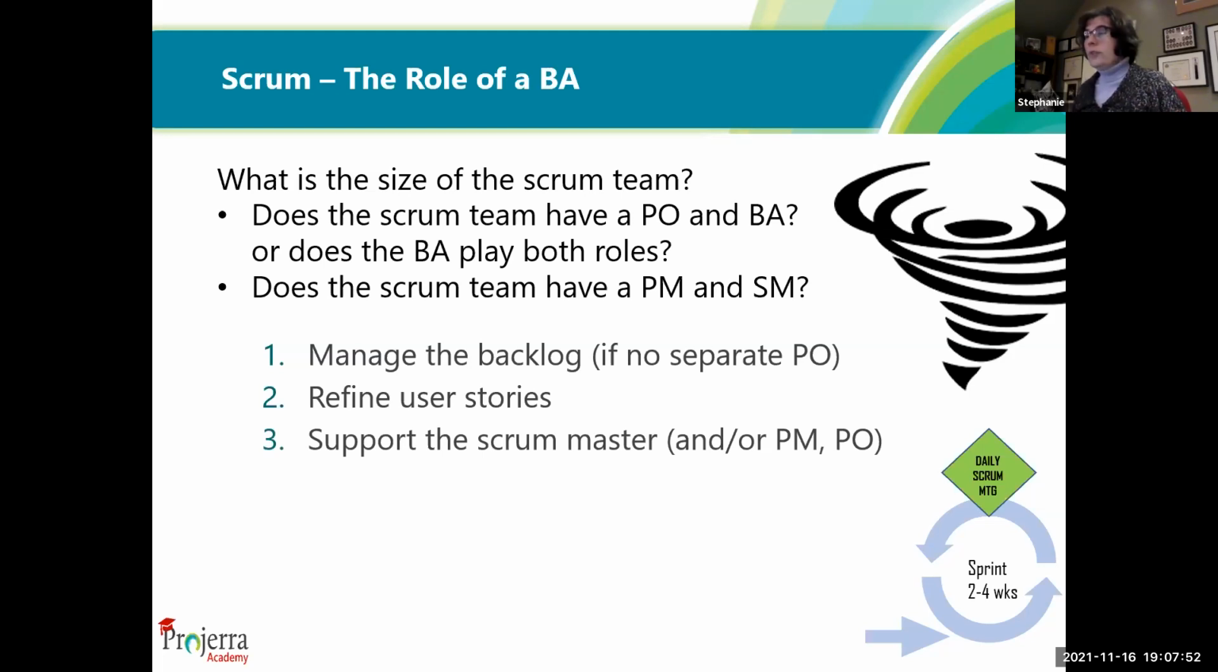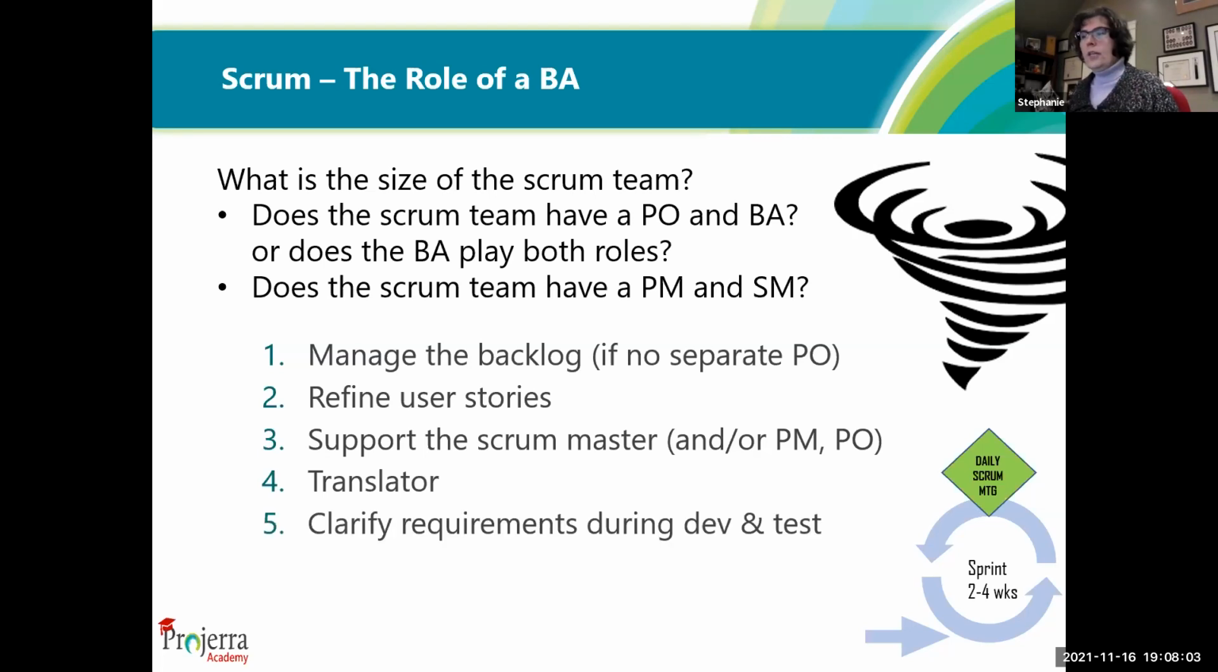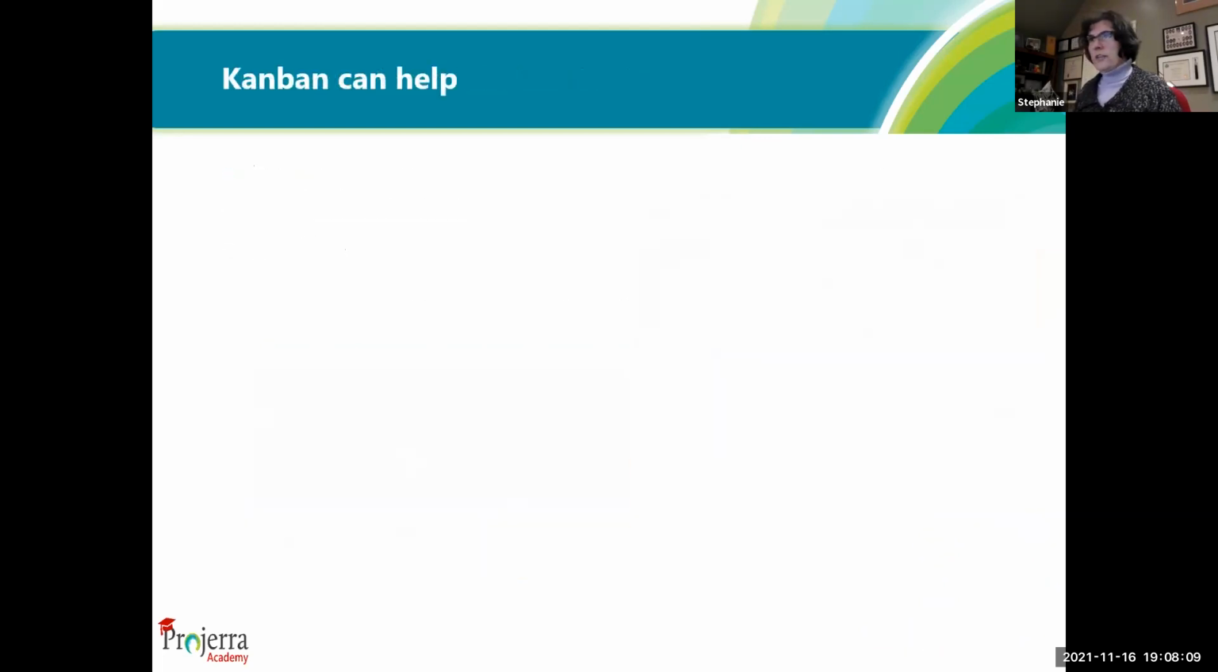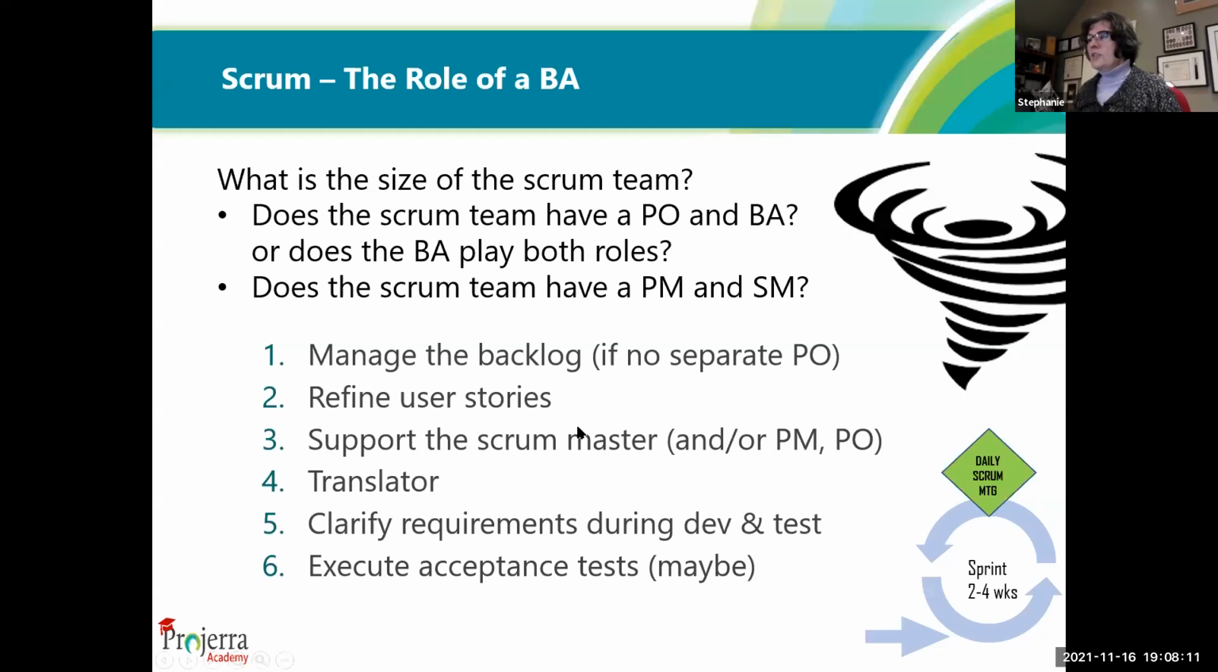Then, yeah, you're going to have to support the Scrum Master and or the product manager and or the product owner. Once again, BAs, we tend to support a bunch of people and we give them the information that's required. You're that translator role again, clarifying the requirements, executing the acceptance tests. Oops, jumped a little too fast there. So there's still a lot of work. A lot of it's similar to what we've spoken about before.